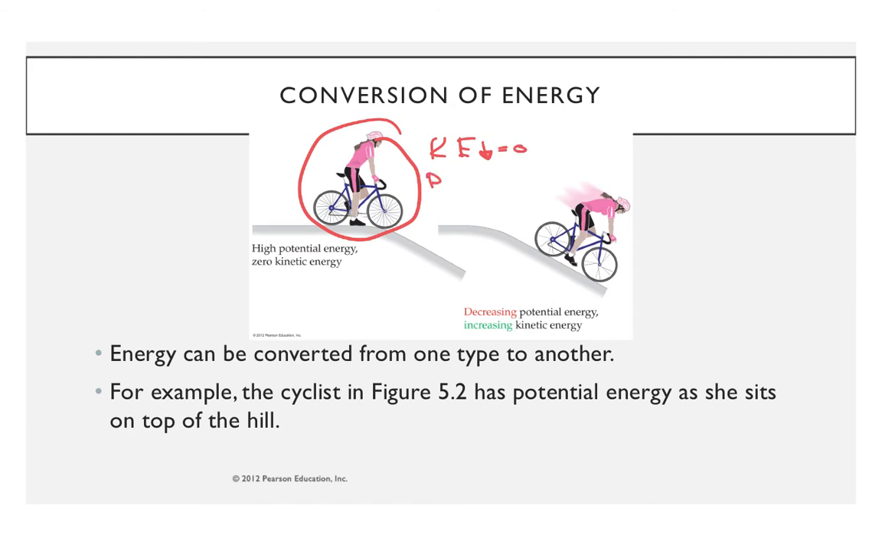and their potential energy is high. Why? Well, because they're on top of a hill, and so if they get up on this bike, they're going to start going down, so they have lots of ability to create change there. Okay? As they start going down the hill, their motion gets faster, so their KE is increasing, but their height above the ground is less, so their potential energy is getting smaller.